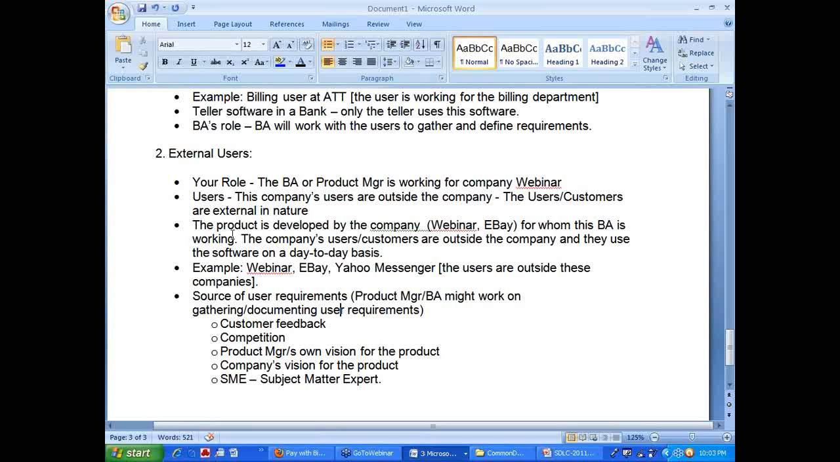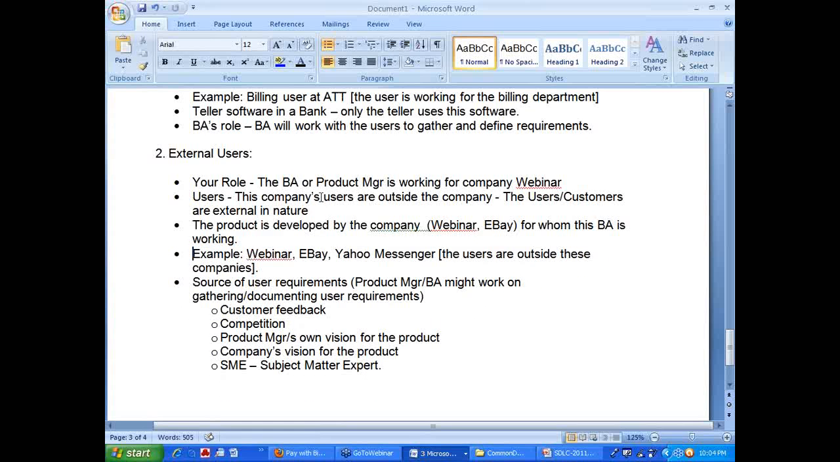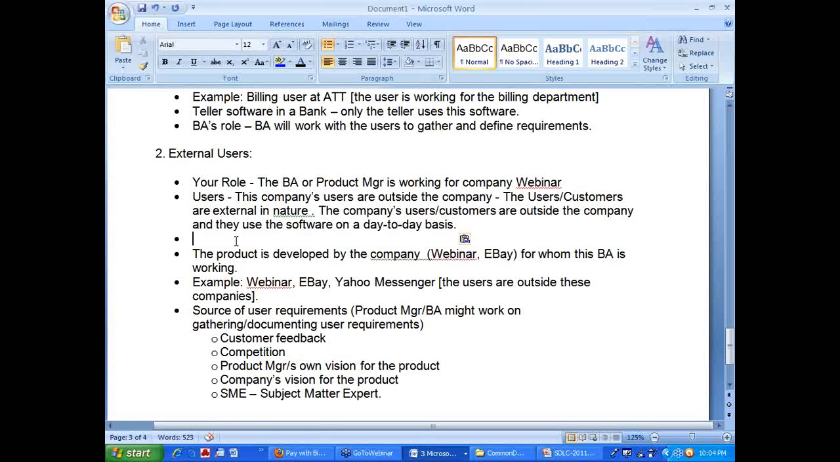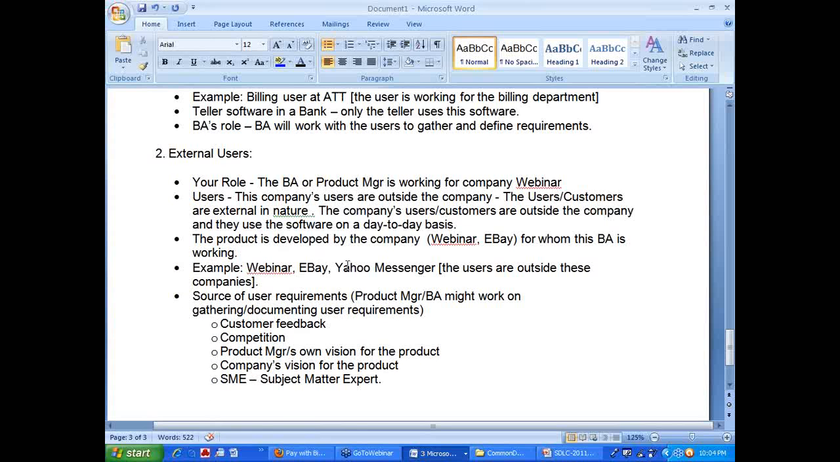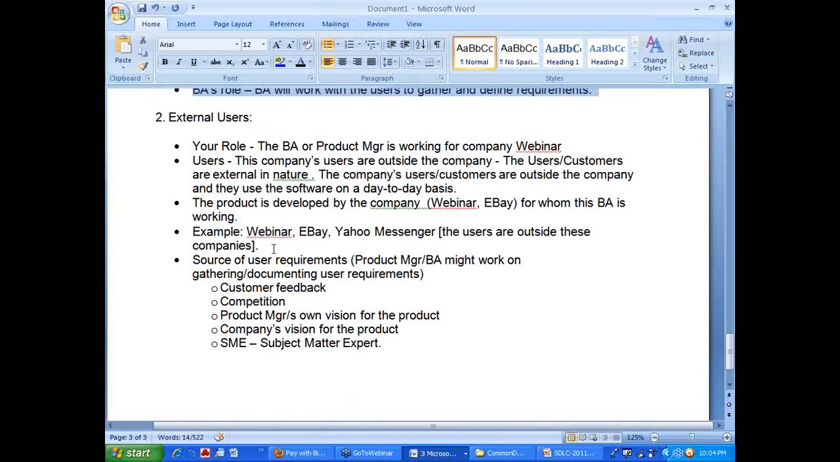So the product development is done by webinar, but the company's users or customers are outside, right? It's the same point actually. If you take webinar, eBay, Yahoo Messenger, Amazon, Google, for everyone, they will close the company if we stop using the product. So in the earlier case, the BA was working with the users to gather requirements. So what do you do here? This is where your role changes.